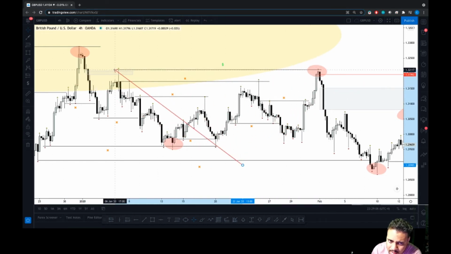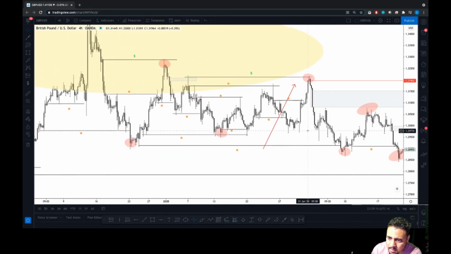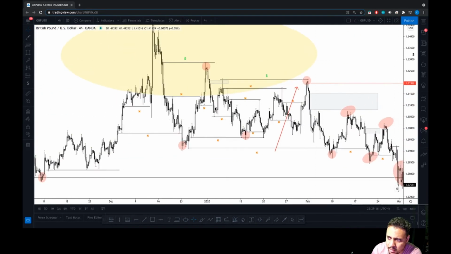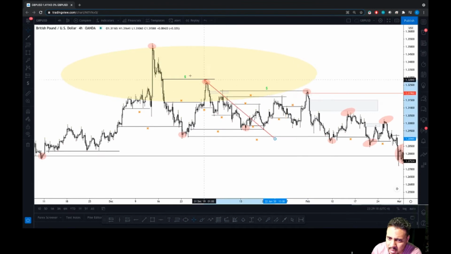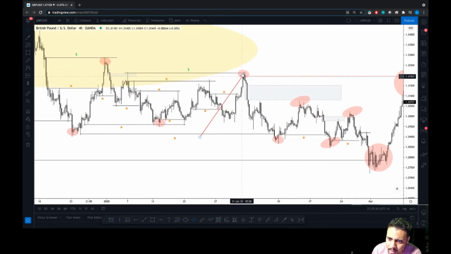Now, notice how it didn't take out this high here. It made relative equal highs here. But since we are in a downtrending market in the consolidation profile, we understand that these lower highs are to be expected. So what happens once price takes out liquidity? What's the rule we live by? We get a pullback into an inefficiency.